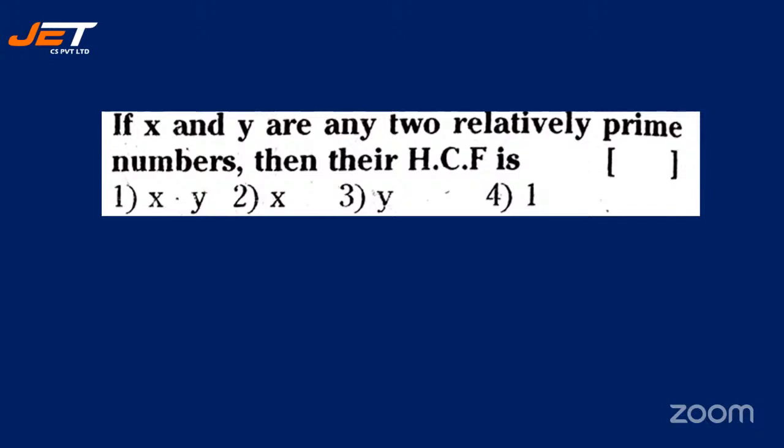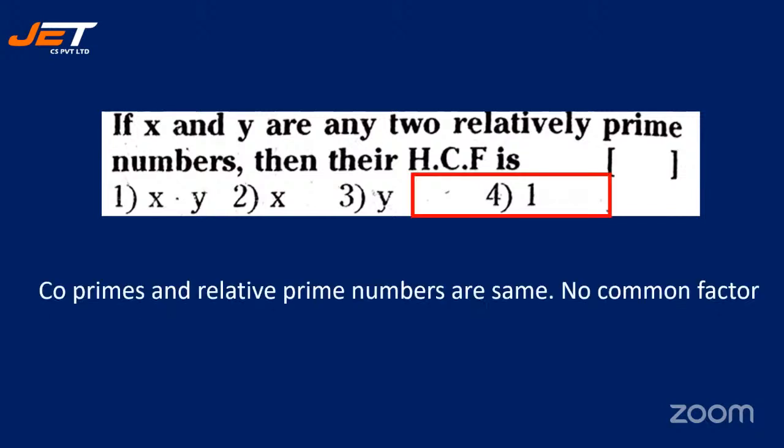He's asking HCF, students. Mohammed Zafar is correct. Adarsh is correct. Anjali, think again. Nitin, think again. Gauss is correct. Mujib is correct. It's 1. Co-primes and relatively prime numbers are the same. No common factor. HCF is 1.